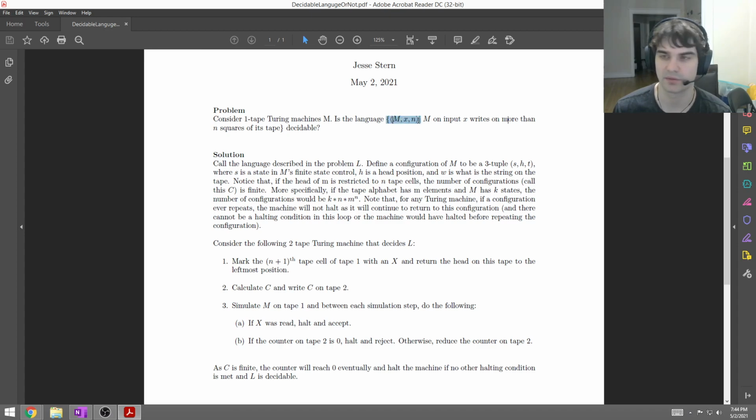We want the input to be of the form of a three-tuple. A three-tuple just means an ordered set of 3 items. In this case, the first one being the machine, the second one being the input to the machine, and the third one being the n squares of tape that we're writing to. So the input needs to be in that form, and we just want to know if it satisfies this property, and accept if it does and reject otherwise.